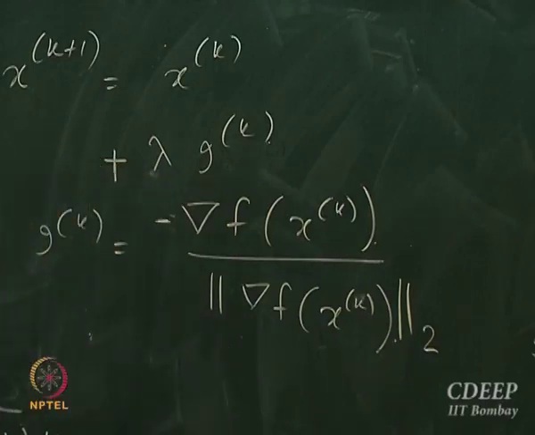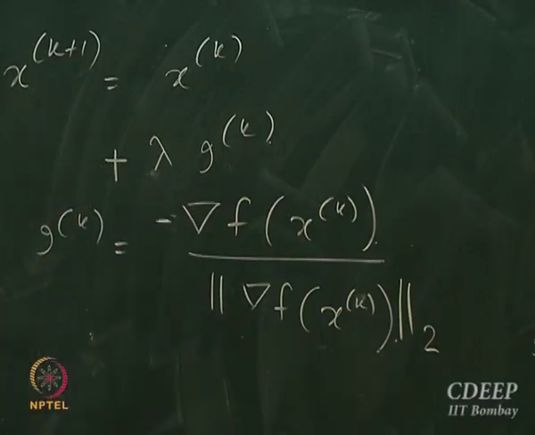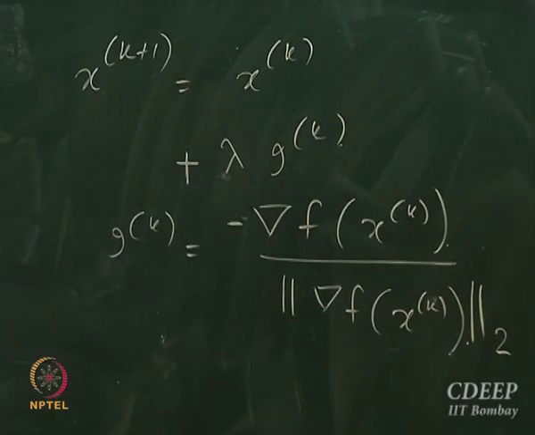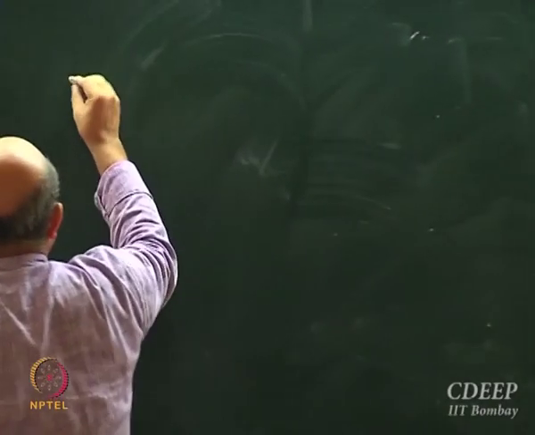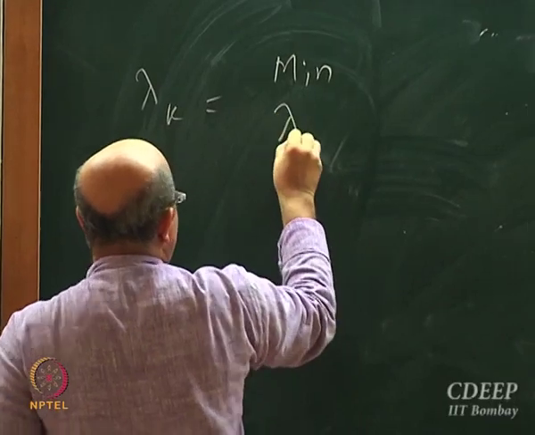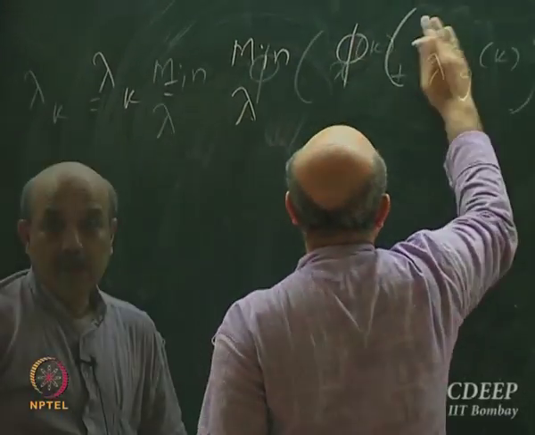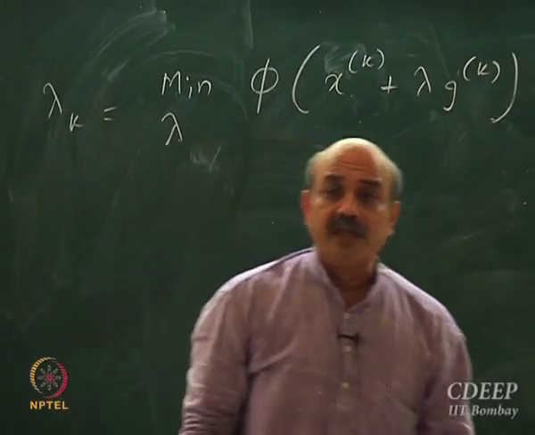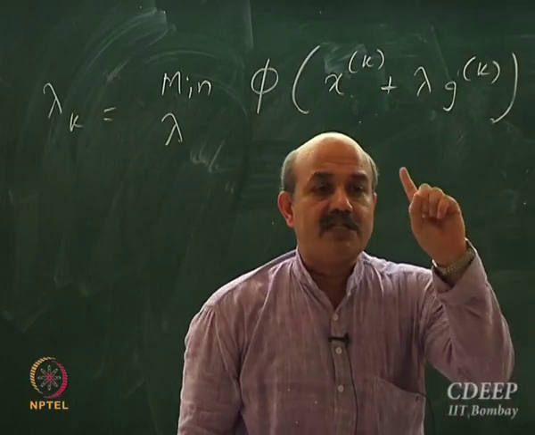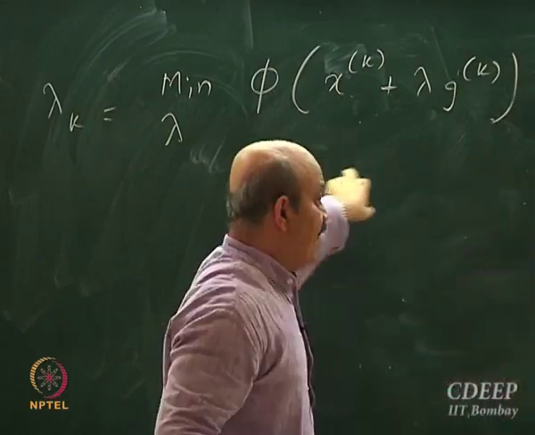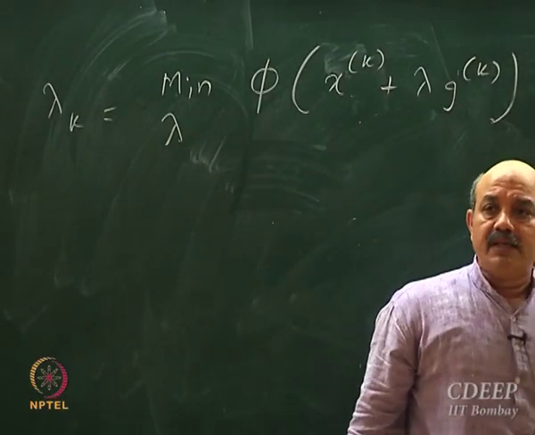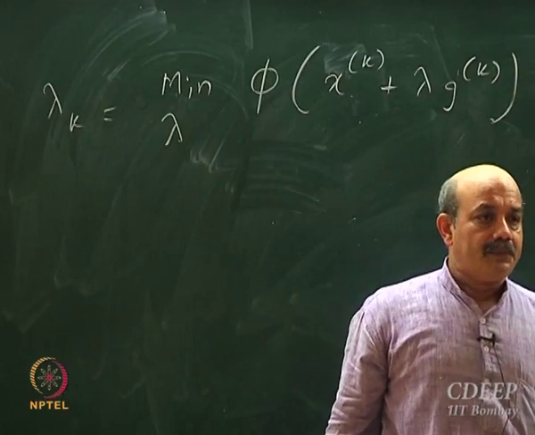I am going to do another optimization problem. Okay, having decided to move in this direction, I am going to now solve for this problem. Lambda k is the minimization with respect to lambda of phi. Okay, what is the difference between the original problem and this minimization problem? This is a one dimensional minimization problem. Lambda is a scalar, lambda is a step length. Okay, the direction is fixed. How much to move is given by the step length parameter.